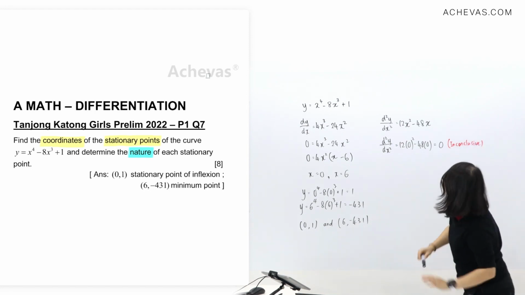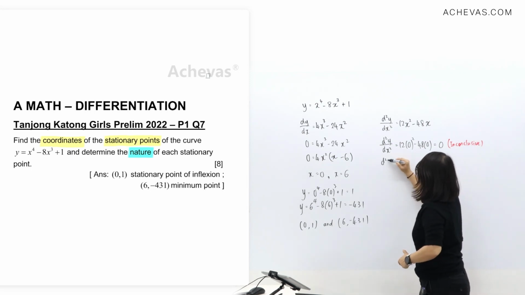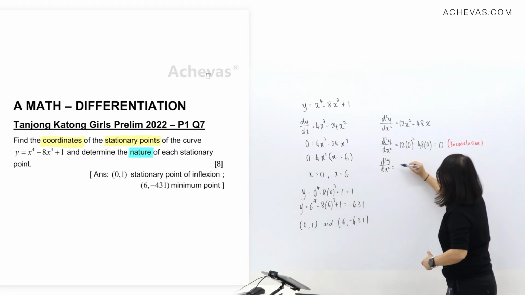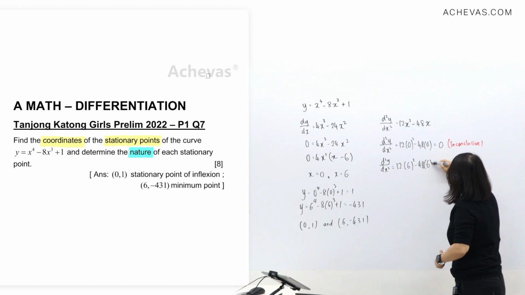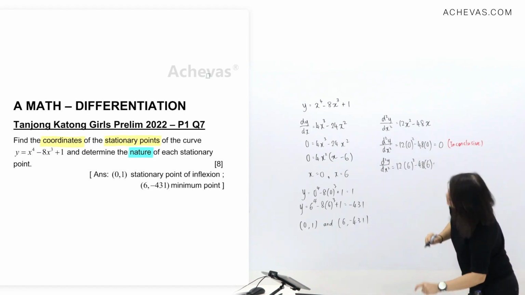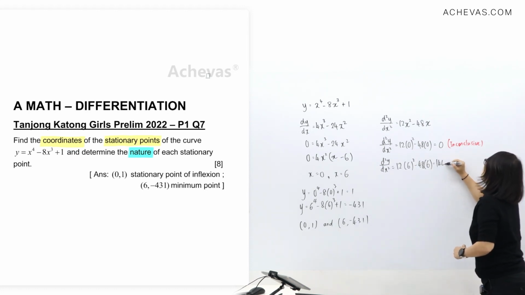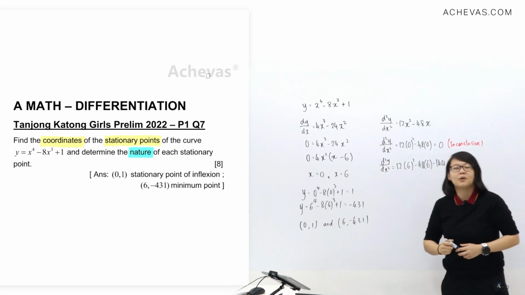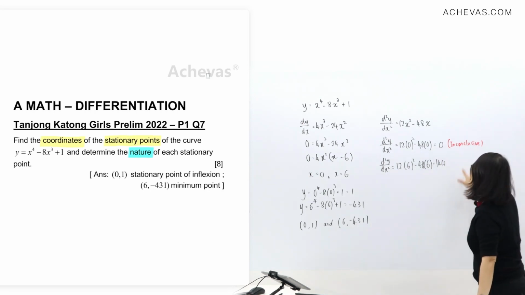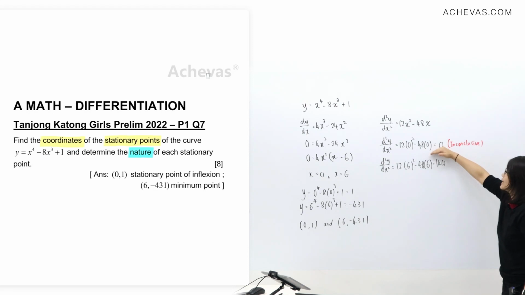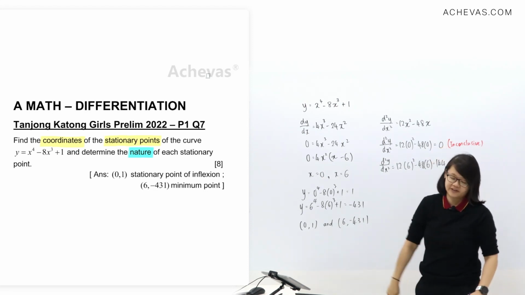Second, I'm going to find d²y/dx² by inserting 6 into here to find a value. Let me see what I have here. I have 144. This is good because I know it's positive. So for the inconclusive part, we need to do a first derivative test.